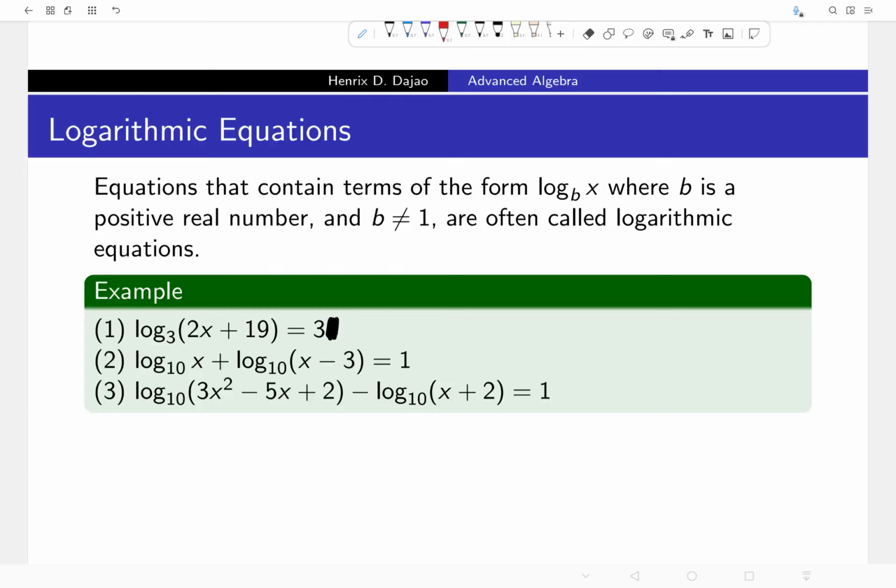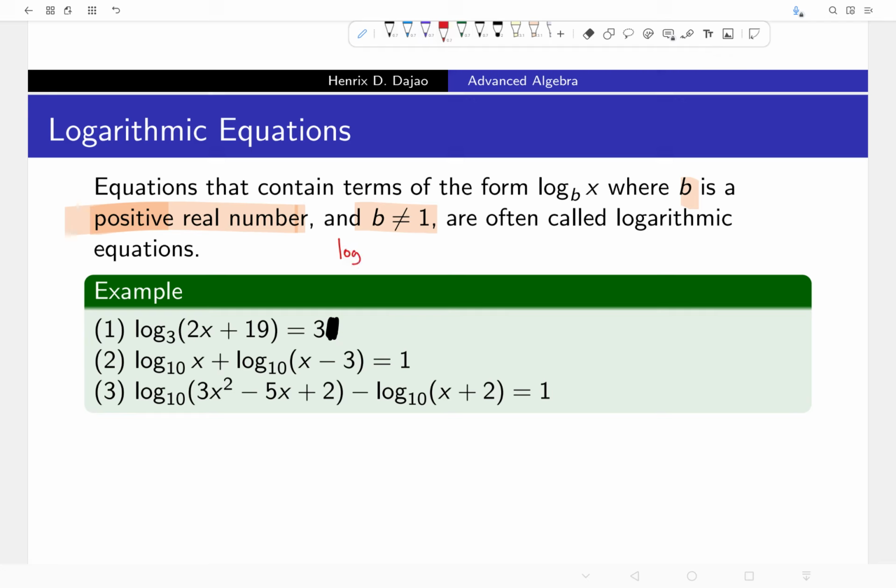Hi, in this video, let's continue our examples about logarithmic equations. So we have equations that contain terms of the form log x with base b, where b is a positive real number. Remember, b is a positive real number wherein b is not equal to 1. These are often called logarithmic equations. So before we solve logarithmic equations, let's remember this equivalence.